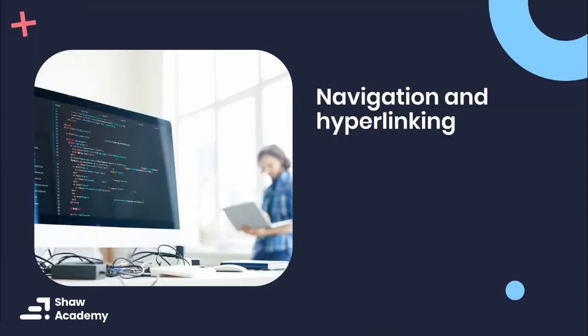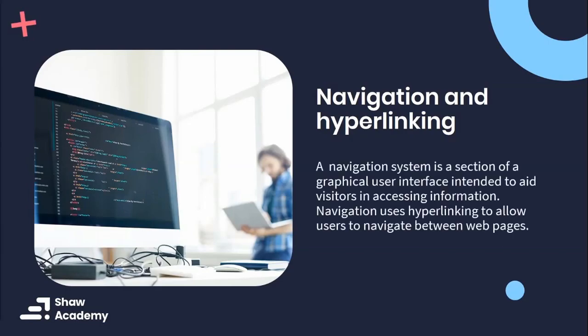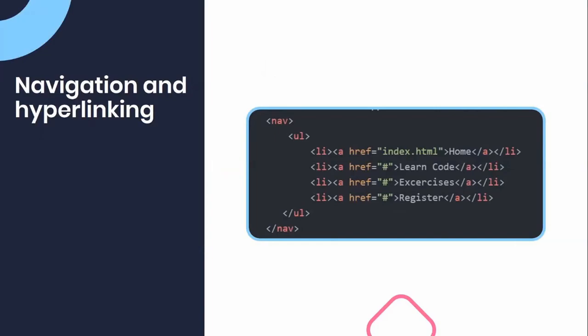So we can think of navigation and hyperlinking as pretty much the same thing, more or less. As we described before, when we talk about hyperlinking and navigation, it's essentially a system which is a section of a graphical user interface, also known as a GUI, like we discussed in lesson 1, and it's intended to aid a user or visitor in accessing information across a website or a web platform. Navigation systems use hyperlinking to allow users to navigate between web pages inside of a website or even outside of a website. Now let's have a look at the characteristics and some basic examples when it comes to hyperlinking.